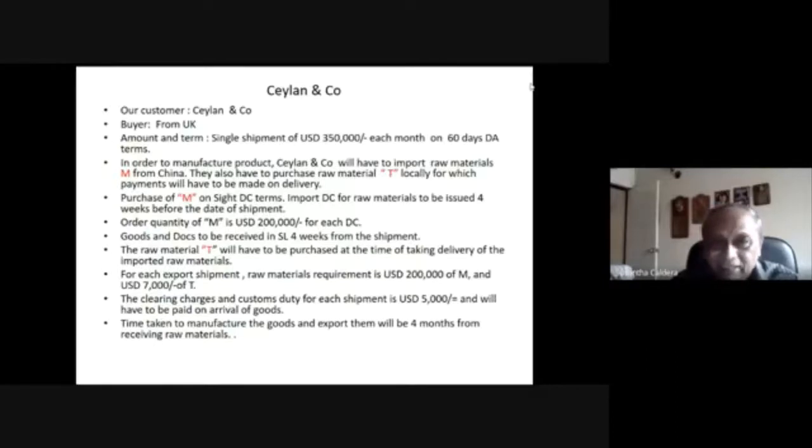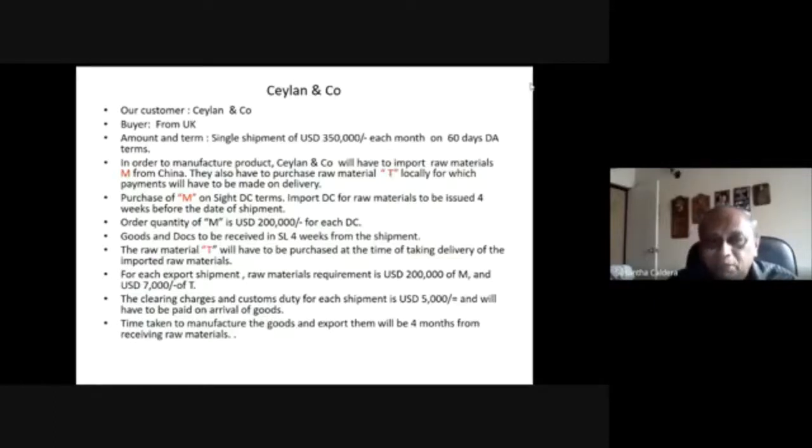Raw material T will have to be purchased at the time of taking delivery of the imported raw materials. M from Lanka, T locally. For each export shipment, the raw materials requirement is US dollars 200,000 of M and US dollars 7,000 of T. The clearing charges and customs duty for each shipment is US dollars 5,000 and will have to be paid on arrival of goods.